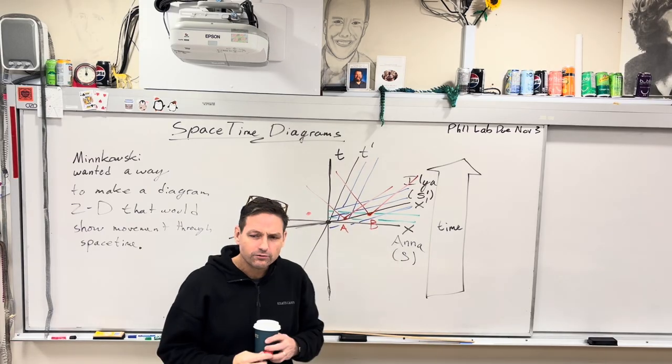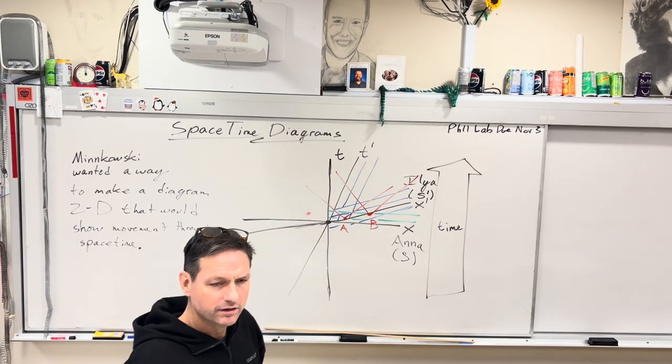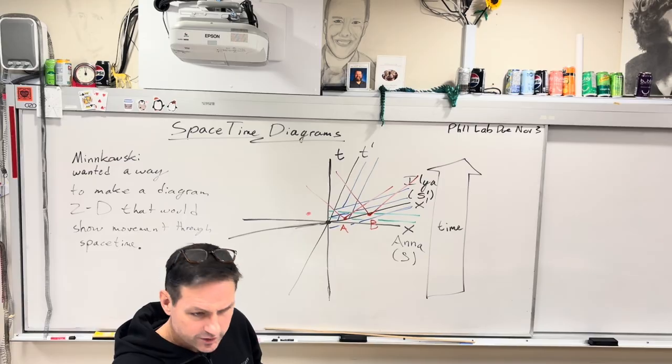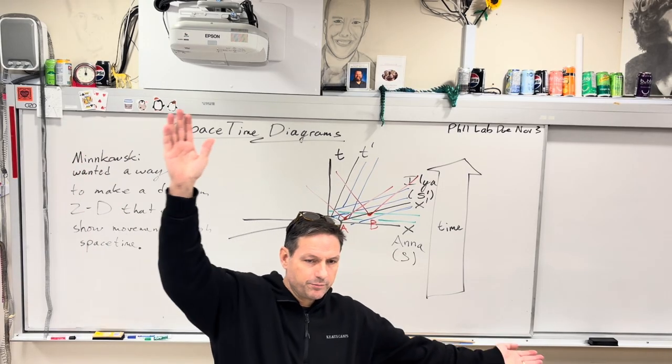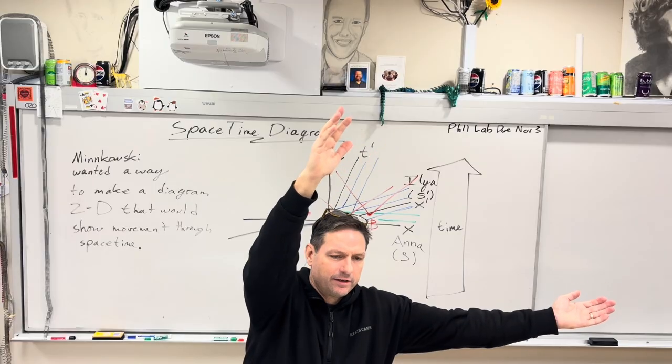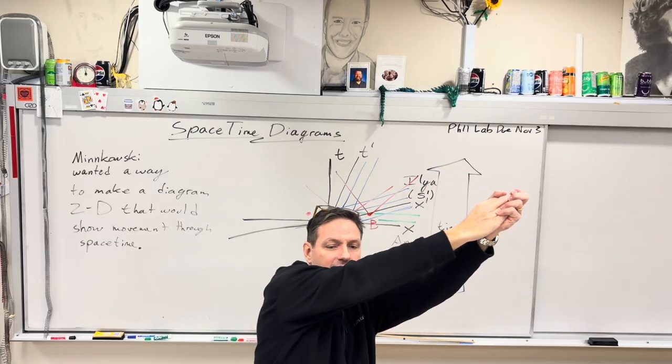Why can you only go 45? Because of the speed of light. The speed of light, that's right. You can keep contracting and dilating time, but only up to the speed of light.